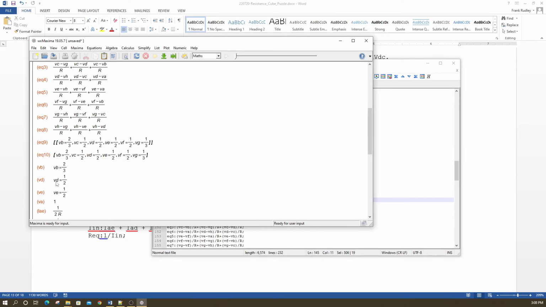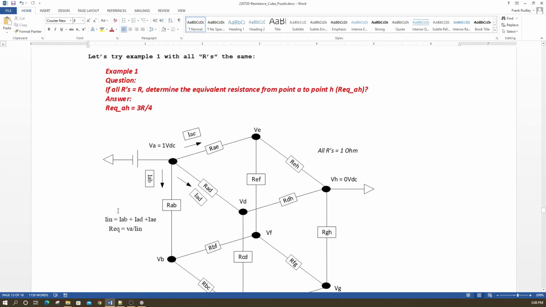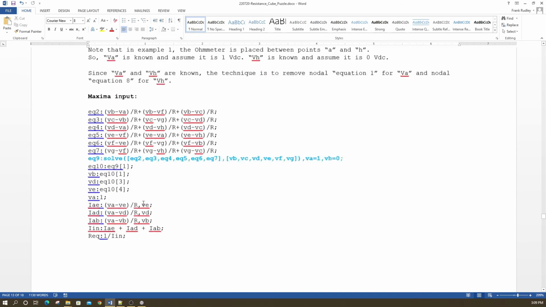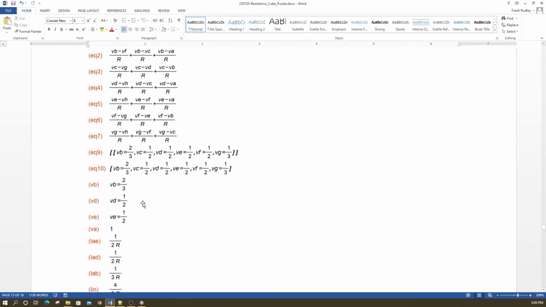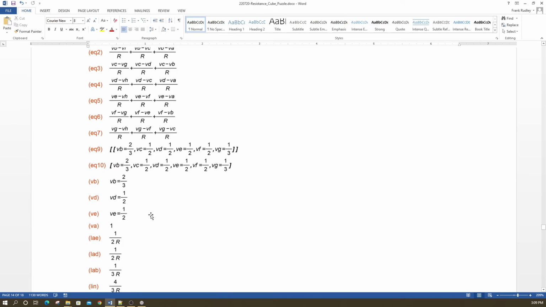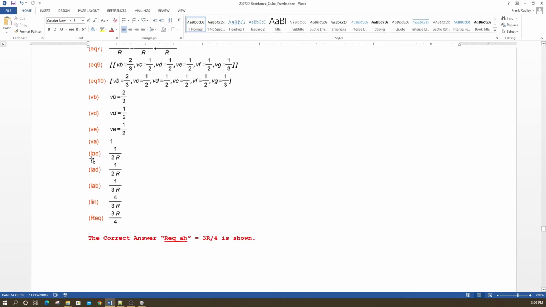So I need VB, VD, and VE because I need to get these 3 currents, because I want to get the total current that my voltmeter is putting out. So I get VB, VD, VE, because that's what drives the current. So I get the current. So the current from A to E is 1/2R, and the current from AD is 1/2R, and the current from AB is 1/3R. So you add these 3 currents up, so it's 4/3R.